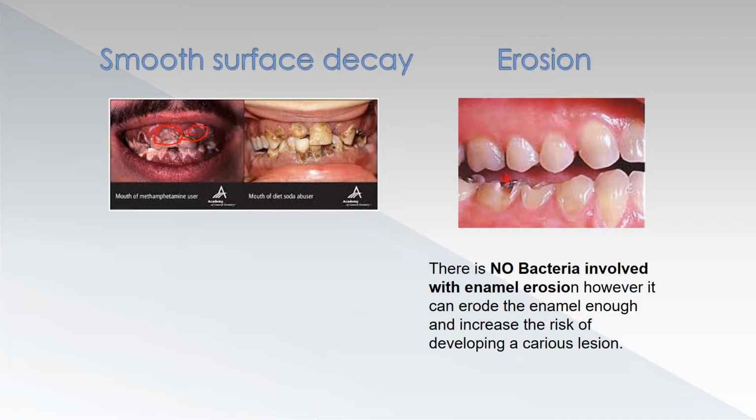Then we have erosion, and with erosion, there's no bacteria involved with enamel erosion. That's important to know. However, it can erode the enamel enough and increase the risk of developing caries lesions, so it is a risk factor for dental caries. So what are things that could cause erosion? Think of those really acidic sodas, gastric reflux, a history of eating disorders, sucking on lemons. All of those can cause erosion.